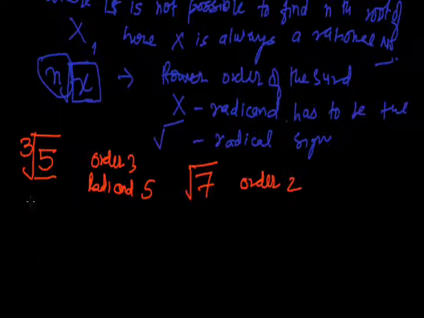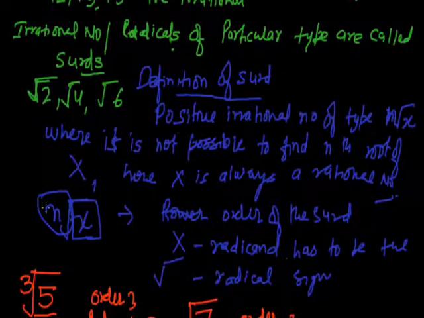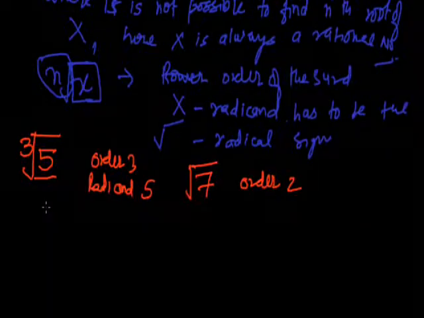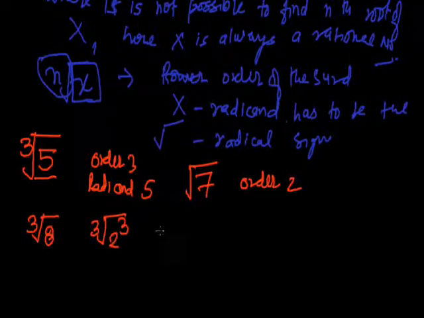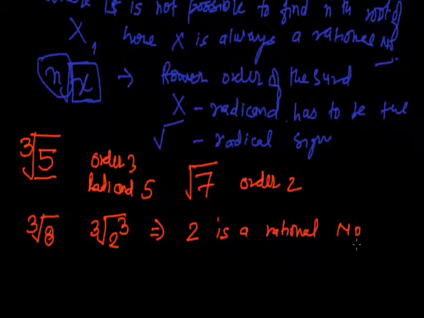Okay. Every time you put a radical, it's not necessary to be a surd. For example, 3√8 is not a surd. Why is it not a surd? Because I can always write 8 as 2 cube, so this essentially becomes 2 only, and 2 is a rational number. So if you can solve a radical into a rational number, then it will not be called a surd. So just be careful.